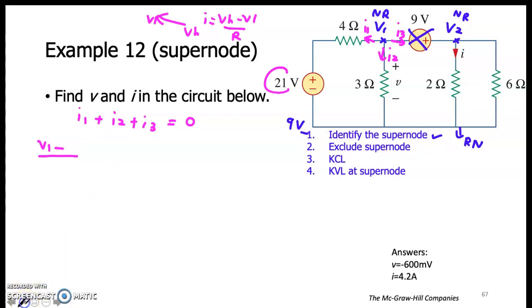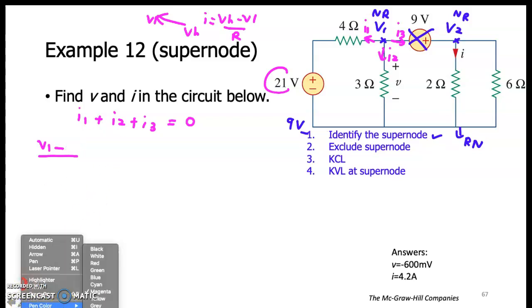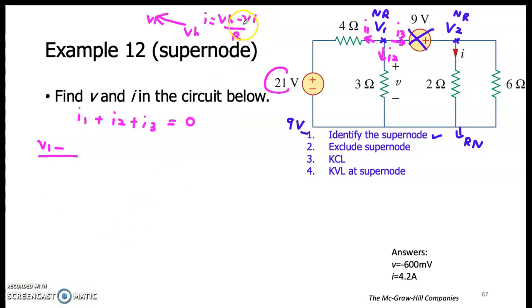Wait, let me get the pen. V high minus V low, but your V high is V1. Okay, your V low here, you have a voltage source here, so we can consider here is the low voltage. So it becomes V1 minus 21 divided by the resistance 4. Okay, plus what is I2?